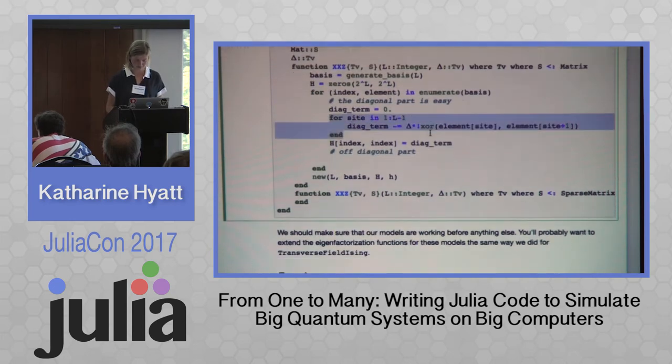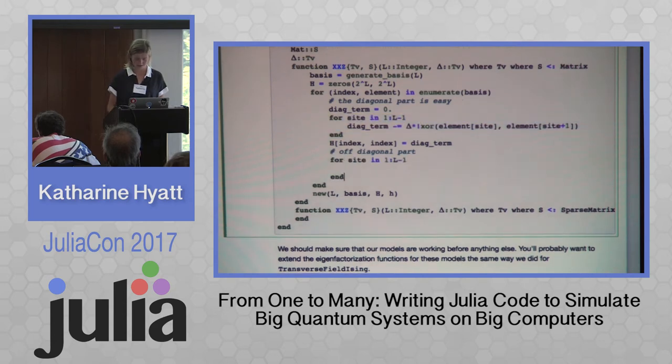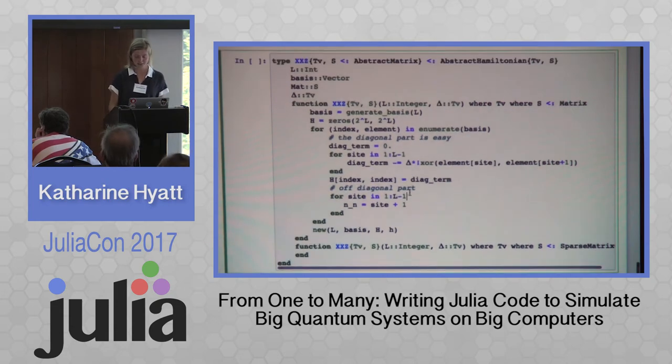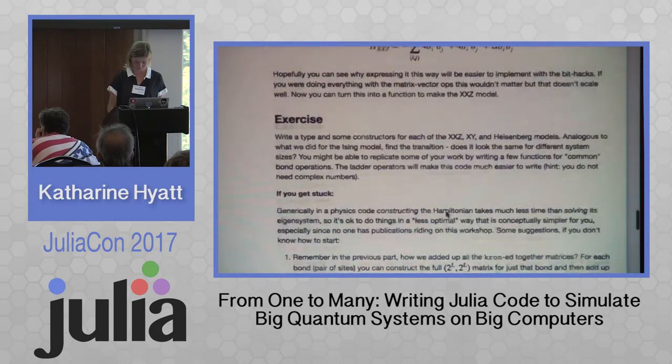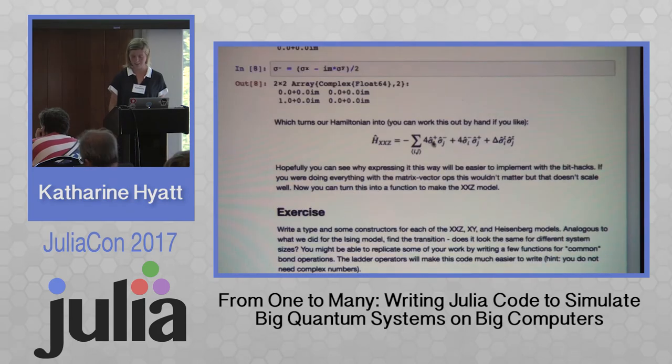So we want to go for each site in the system. Its nearest neighbor, so n if we want, is just going to be the site plus 1, which is why we also go from 1 to L minus 1, because otherwise you'd go off the end of the chain, which is not what you want to do. And then this part is going to be us handling this term up here, 4 sigma plus sigma minus plus 4 sigma minus sigma plus. So this is this flipping operation.